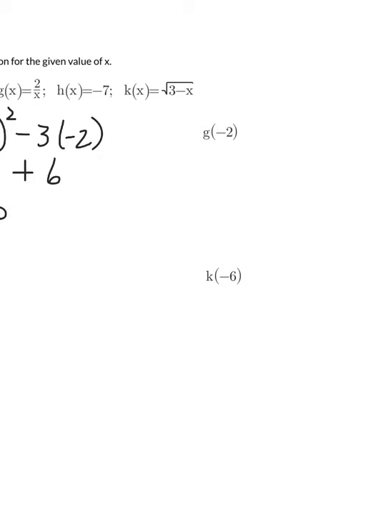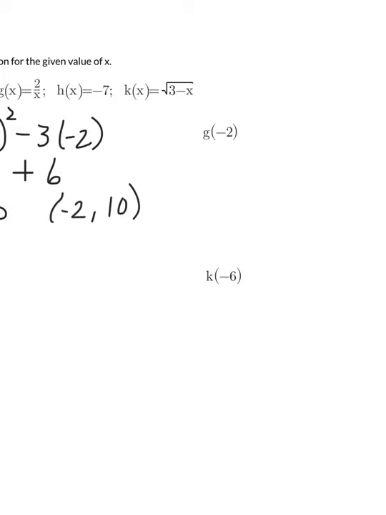So f of negative 2 equals positive 10. So that really is saying that on this particular function, the ordered pair negative 2 comma 10 is one of the points on this function f.